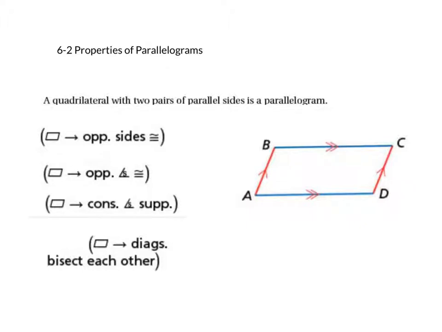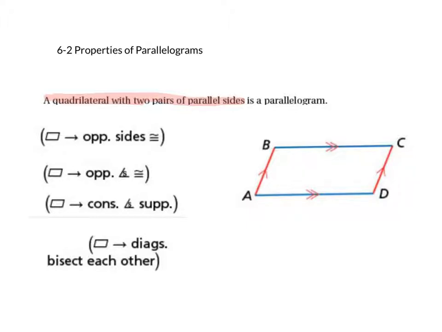The definition of a parallelogram states that it is a quadrilateral with two pairs of parallel sides. Remember, a quadrilateral is a four-sided figure, and it has two pairs of parallel sides as shown in the drawing. Remember, parallel lines are marked with the arrows.